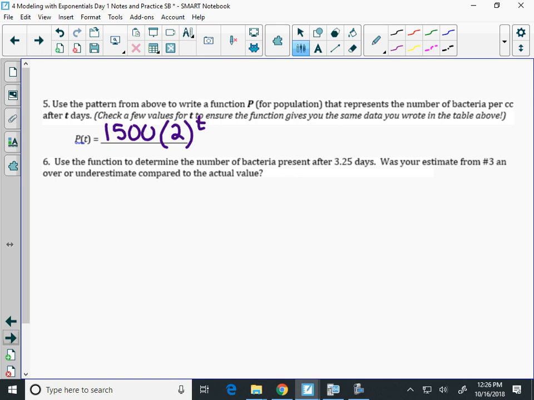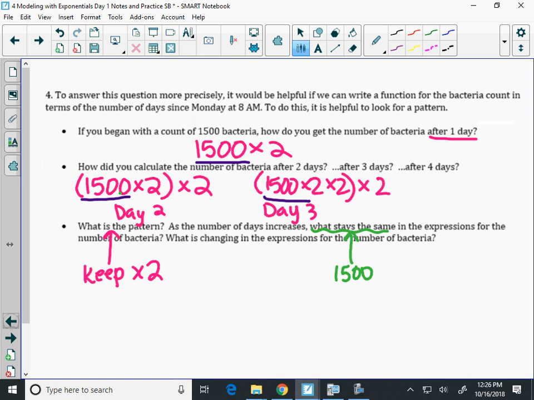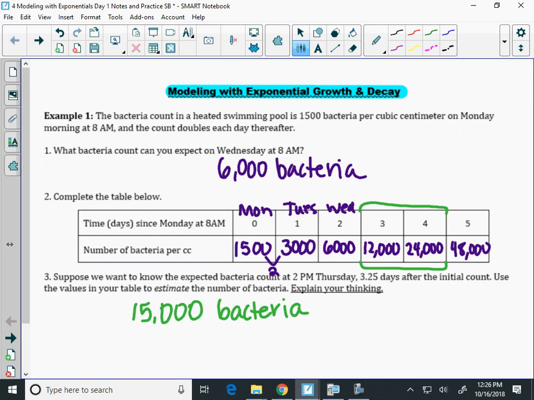Now let's check real quick. Take out your calculator, and what number from your table do you want to check? Let's check like 3 or 4. 4. All right, I want you to take your calculator and find P of 4. So that'd be 1500 times 2 to the 4th power. I want you to type that into your calculator. What do you get? You get 24,000? Yes, so you know our equation is right because I got the values from the table.